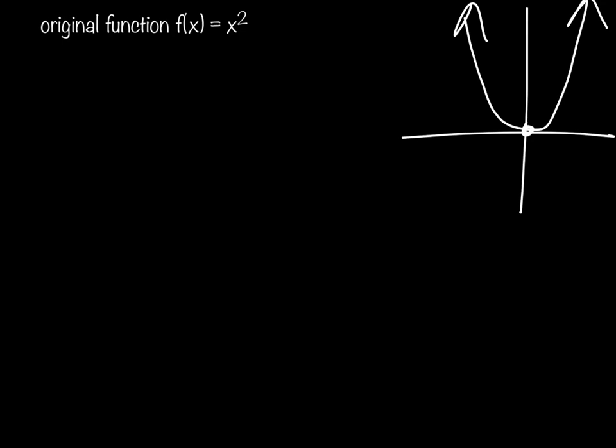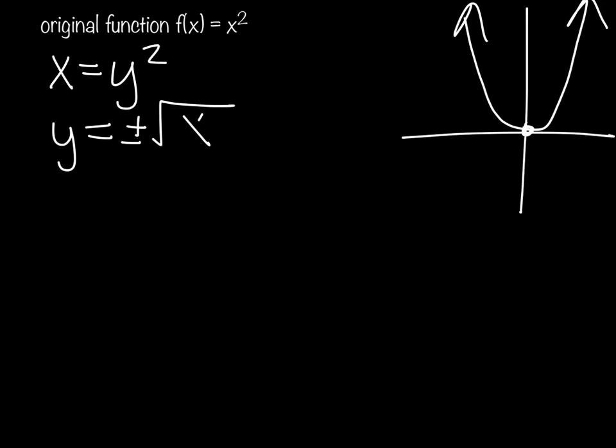That's a function. However, when we find the inverse, if we switch x and y, x equals y squared, y equals plus or minus the square root of x. So positive square root of x looks like this, and negative square root of x looks like this, and we have the inverse. It's reflected over the line y equals x, right? Like right there. I know my sketches are kind of bad, sorry.